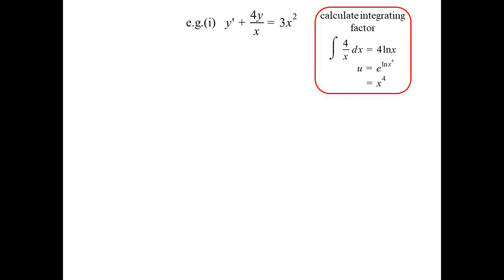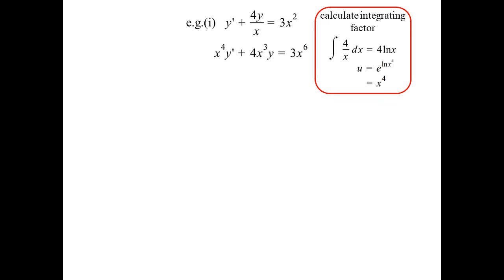So let's try one. The derivative plus 4y on x is equal to 3x squared. So I've got to work out what is my integrating factor. Well, it'll be e to the power of the integral. So let's work out that integral. The function in front of y is 4 on x. If I integrate that, I get 4 log x. So my integrating factor would be e to the power of 4 log x, which is x to the power of 4. They cancel. Okay, I'm going to multiply everything by x to the power of 4.